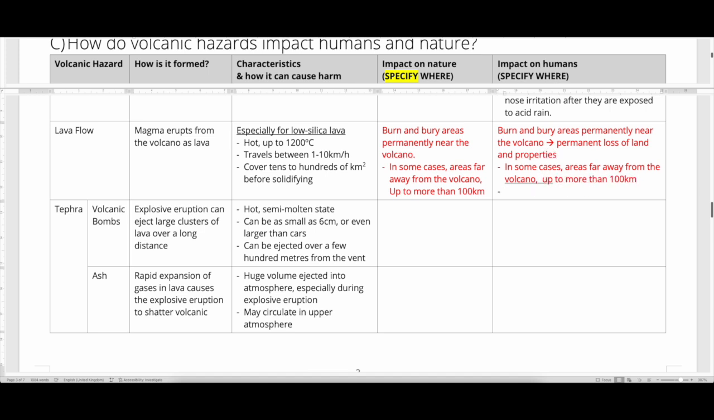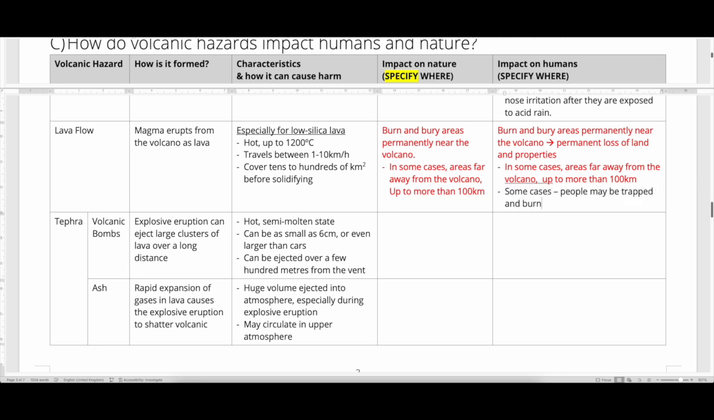How about burning people? As you can see, even the most fluid one takes a while, so people can actually escape, but in rare cases, people may be trapped and burned to death.